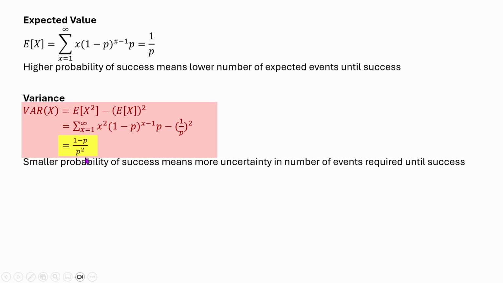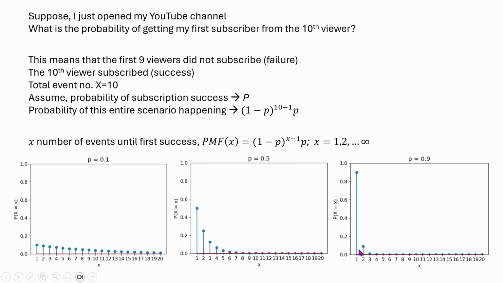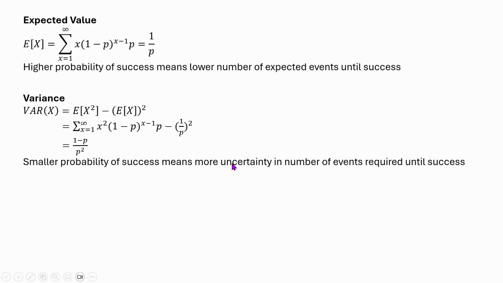That means with a smaller p, we are going to have more uncertainty in the number of events required until success. And this is actually true because let us actually see the plots again. You see that when we have a high probability, the variance should be quite low because we are pretty much sure that in the first one or two events we are going to get the success. But when we have a lower probability value, the success can happen at any time. That is why the variance is much higher. So that is the variance.